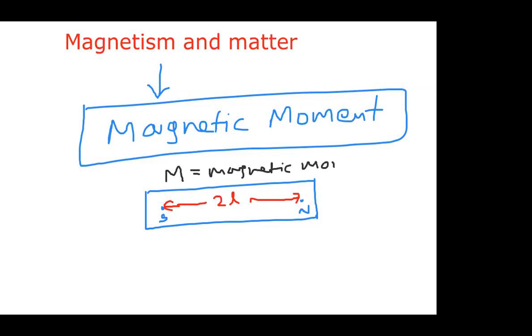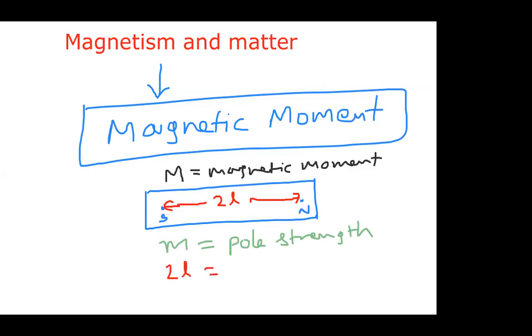Here we observe two poles lie not completely at the end, but just before the ends. Both have opposite nature, one is south pole and the other one is north pole. The strength of the pole is given by small m. Small m is called pole strength. And the distance between south pole and north pole we call 2L.